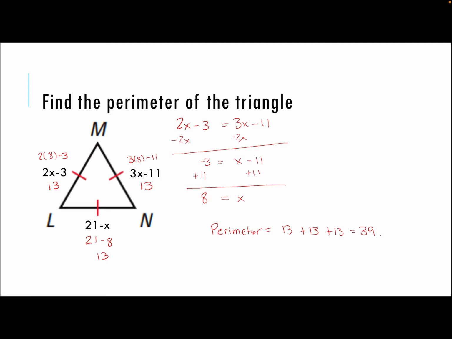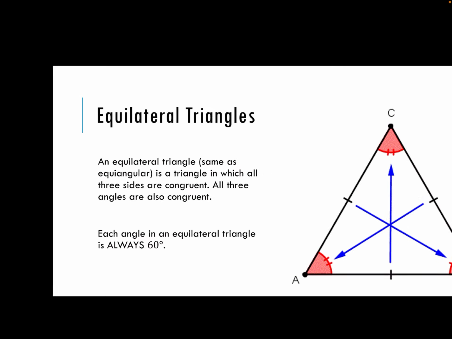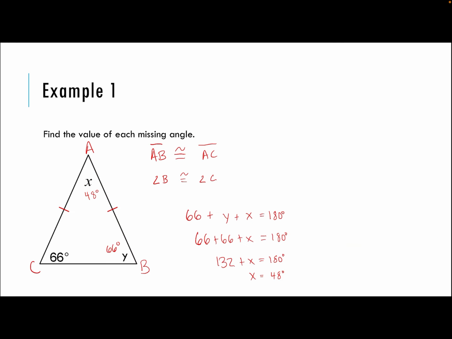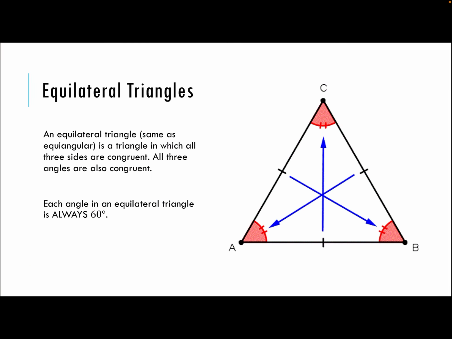All right, so that concludes our video on isosceles and equilateral triangles. A quick recap. For an isosceles triangle, you have a base, you have two congruent legs. The intersection of the legs and the base makes our base angles, and then we have our vertex angle. And for an equilateral triangle, all three sides are congruent and all three angles are congruent, and they equal 60 degrees.